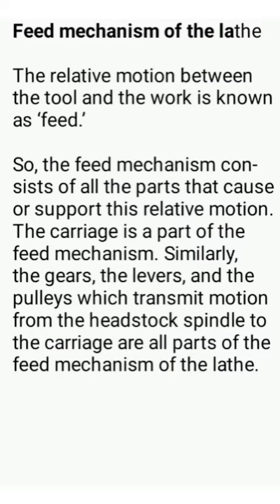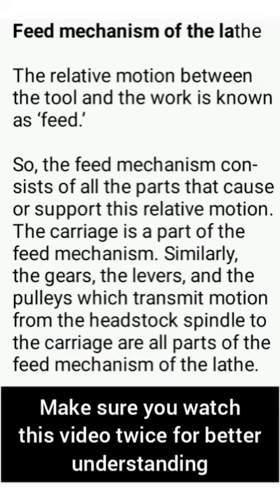The feed mechanism of a lathe machine. The relative motion between the tool and the work is known as the feed. So the feed mechanism consists of all the parts that cause or support this relative motion. The carriage is a part of the feed mechanism. Similarly, the gear, the lever and the pulley, which transmit motion from the headstock spindle to the carriage, are all parts of the feed mechanism of the lathe.